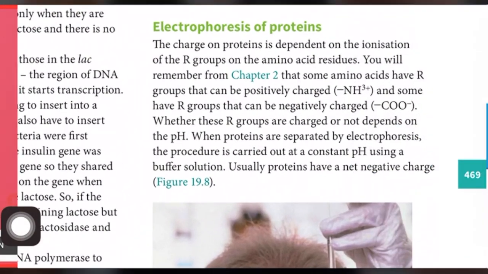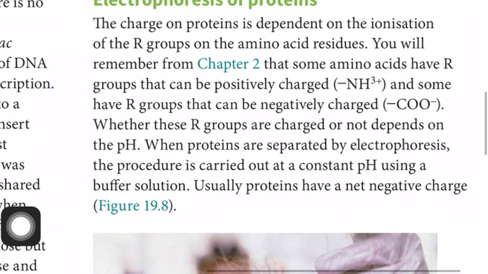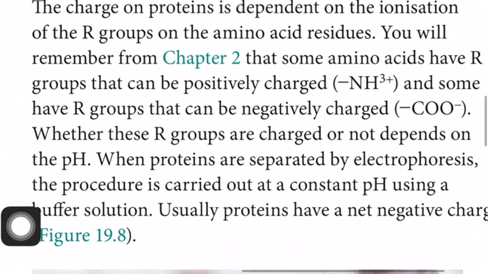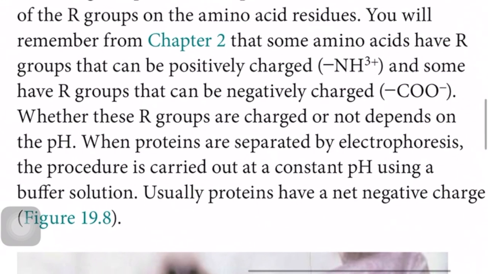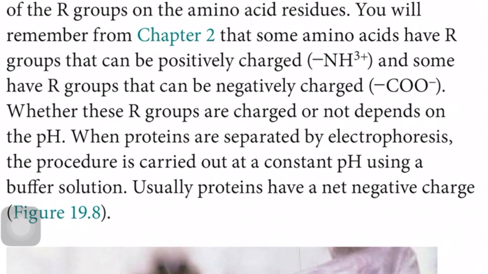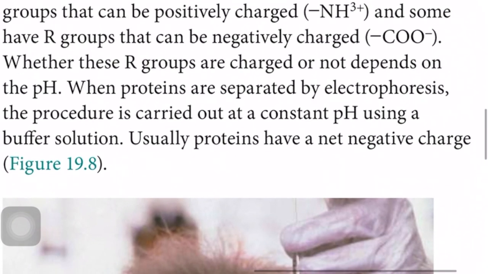Some have R groups that are positively charged as NH3+, and some have R groups that are negatively charged as COO minus. But usually the overall charge of the protein is negative. Now what does polar mean? Polar means that the net charge of the molecule or chemical is not equal to 0, but usually proteins are negatively charged, so they will be attracted by the positive anode.